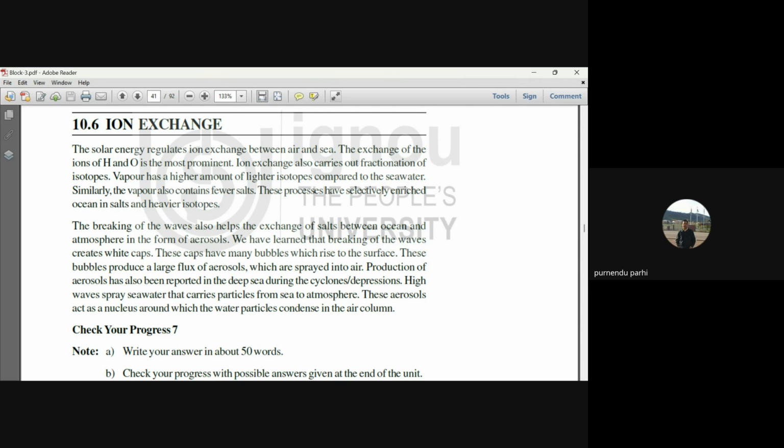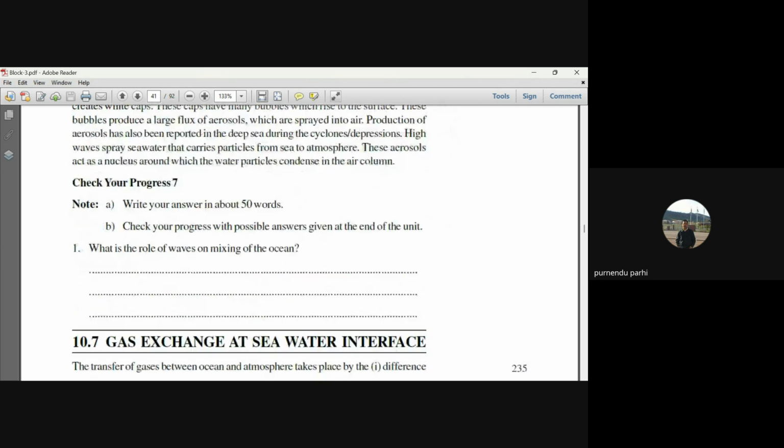Production of aerosols has also been reported in the deep sea during cyclonic depressions. High waves spray seawater that carries particulate matter from the sea to the atmosphere. These aerosols act as a nucleus around which the water particles condense in the air column.